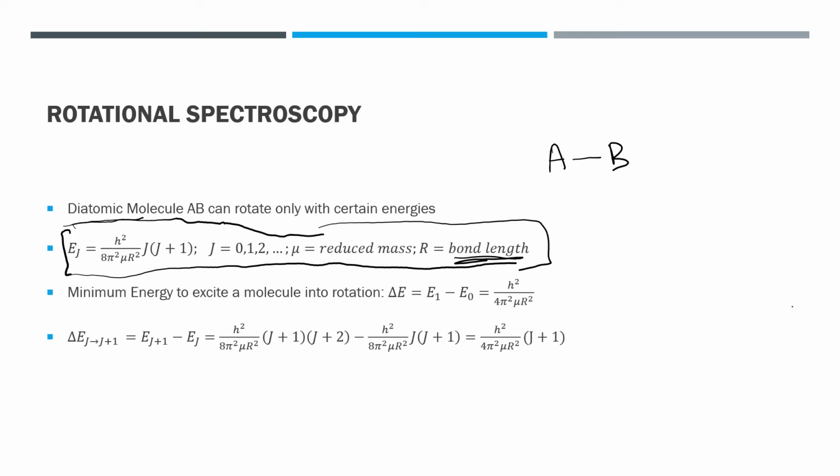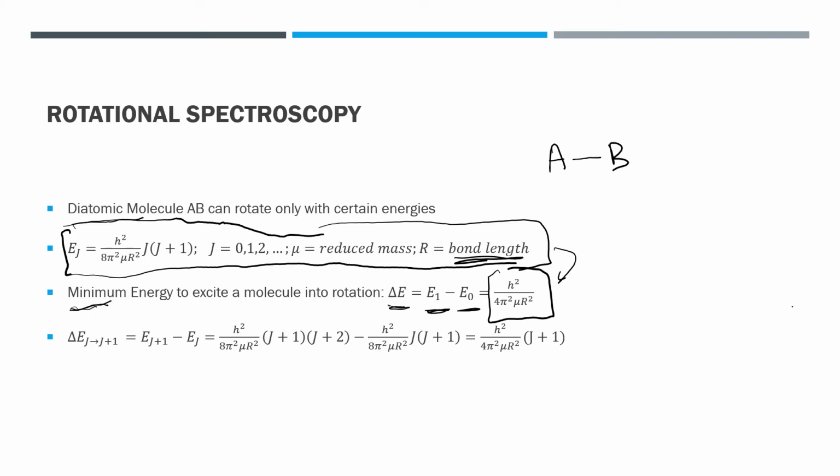Okay, so just some interpretations of this energy level equation. The minimum energy to excite a molecule into rotation, the delta E to go from E0 to E1, E1 minus E0, is h squared over 4 pi squared mu r squared.